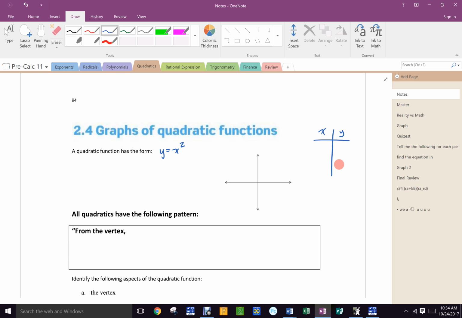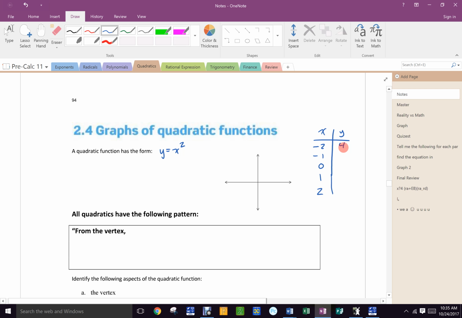Any numbers you want. But if you're smart, you'll put a few on both sides of 0. So let's put -2, -1, 0, 1, and 2. When x is -2, what do I put there instead of x? -2. So what is -2 squared? +4. Yeah? Excellent.